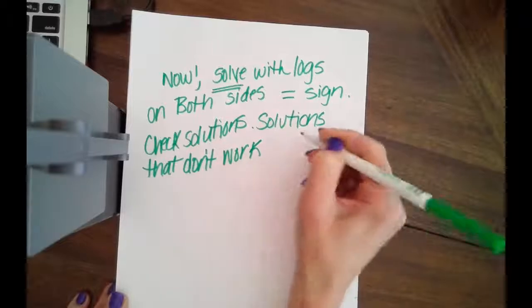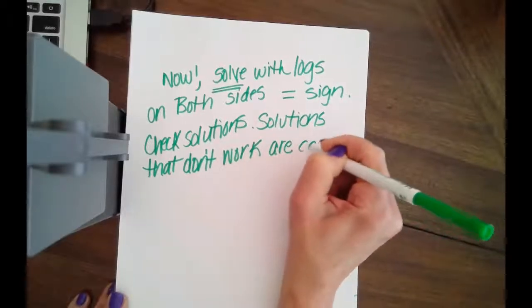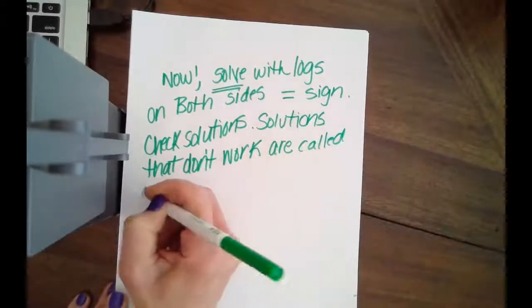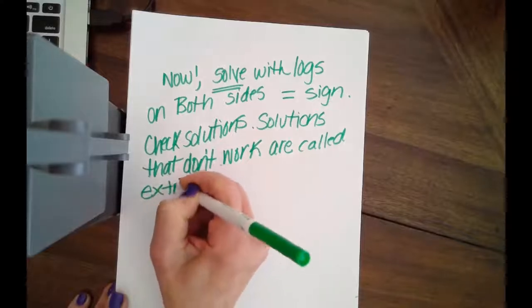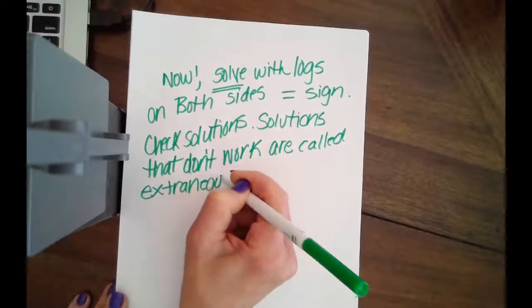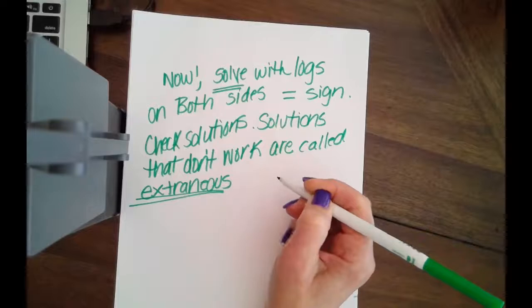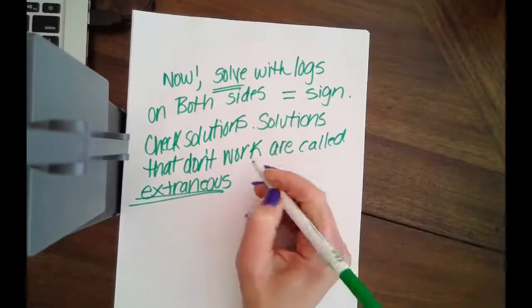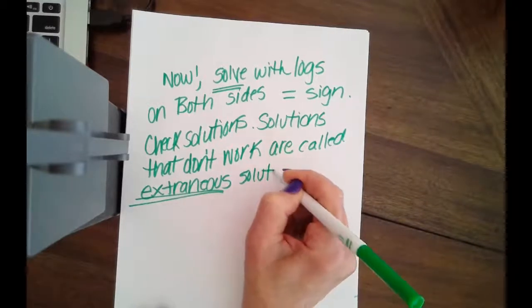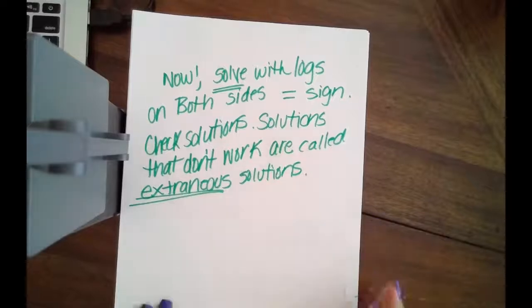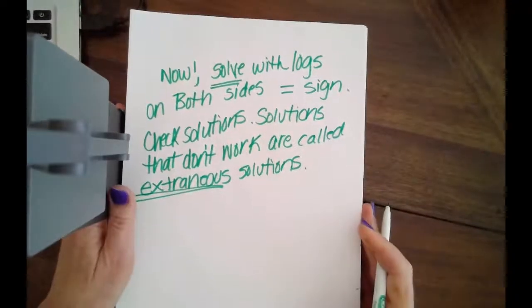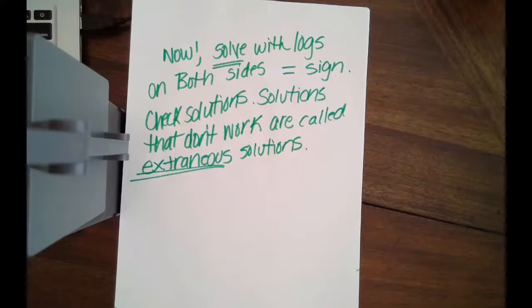Solutions that don't work are called, you need to know this, I've already taught it to you before, extraneous, which means they don't fit. They're false solutions. So you have to check for them. We did this with radical equations as well. So you have to make sure that your extraneous solutions are removed and you don't put them in the solutions.